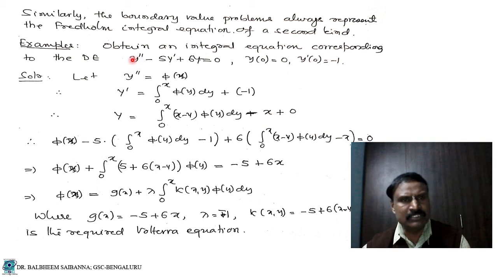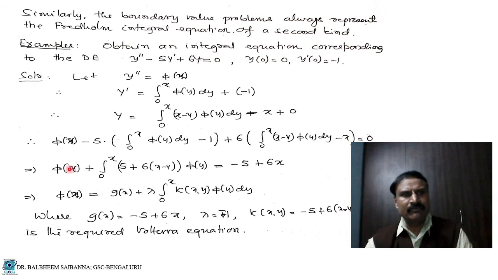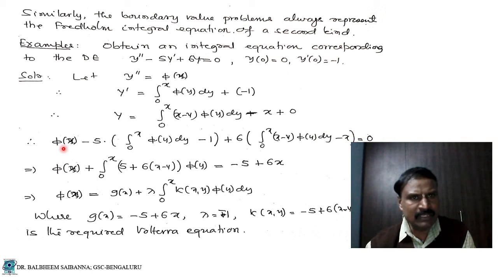What is the value? y double dash is phi of x, y dash is this thing, y is this thing. Substitute in the given differential equation. We get in this form phi of x minus 5 times y dash, which is integral 0 to x phi of y dy minus 1, plus 6 as it is. Then the y value is integral 0 to x, x minus y phi of y dy, minus x equals 0.